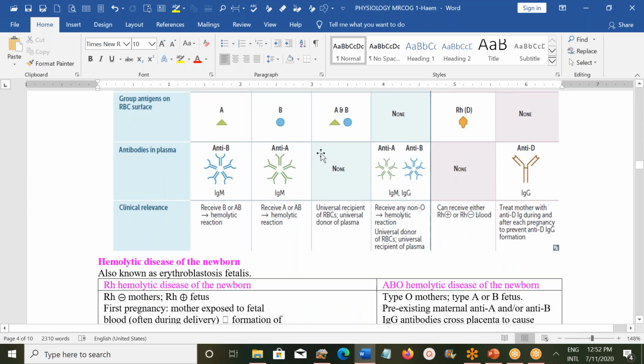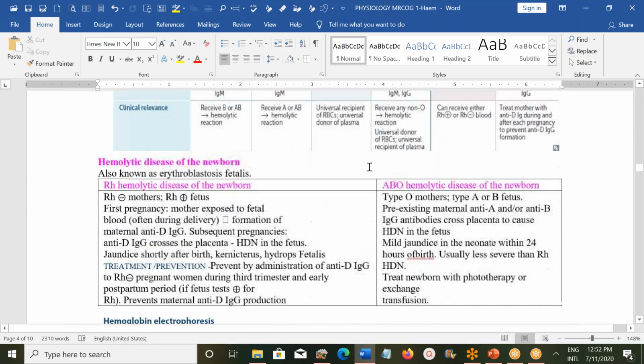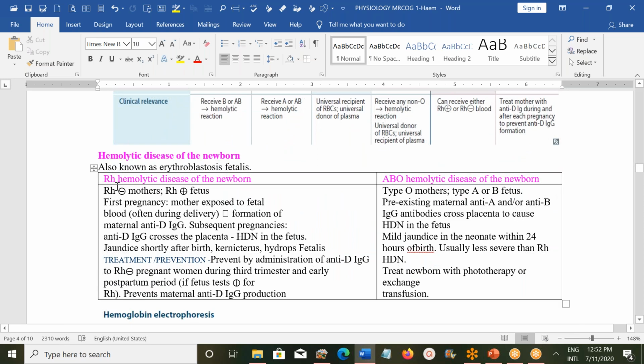So the significance related to this one is the hemolytic disease of the newborn. This is also called erythroblastosis fetalis. So hemolytic disease of the newborn, and you should remember, there can also be ABO hemolytic disease of the newborn. It can be due to Rh factor or it can be due to the ABO blood group. So if the Rh factor is negative in the mother and the baby is Rh positive, then what will happen?